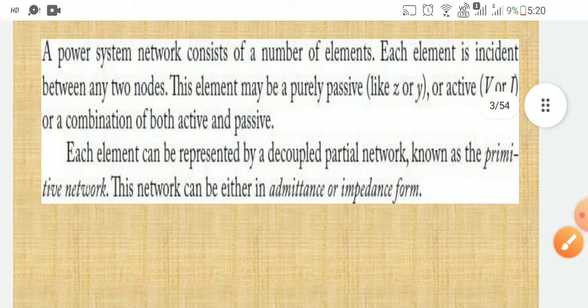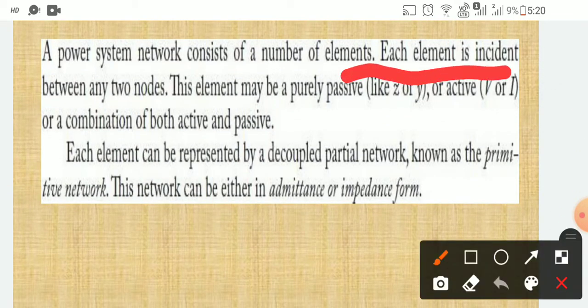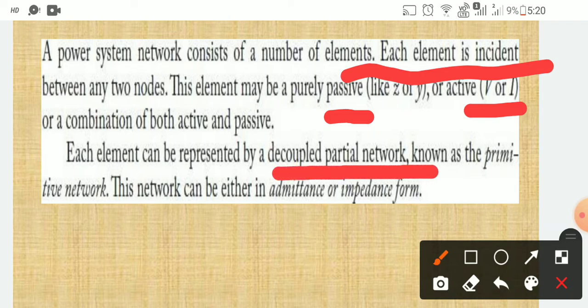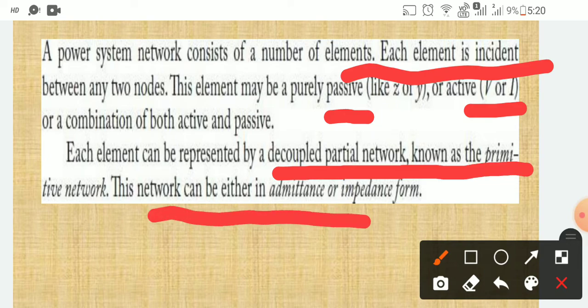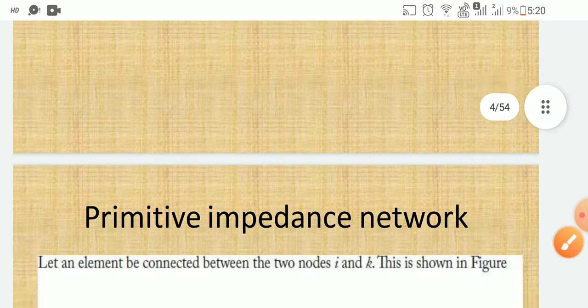Next, a power system consists of a number of elements and each element is incident between two nodes. These elements may be purely passive like Z or Y, or active like V or I, voltage or current, or sometimes a combination of both active and passive. Each element is represented by a decoupled network, which is known as a primitive network. The network can be either in impedance or in admittance form.